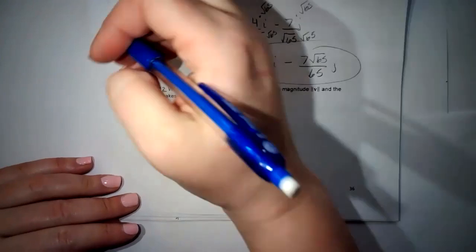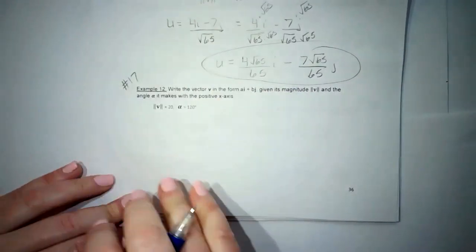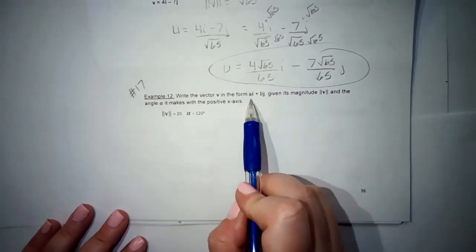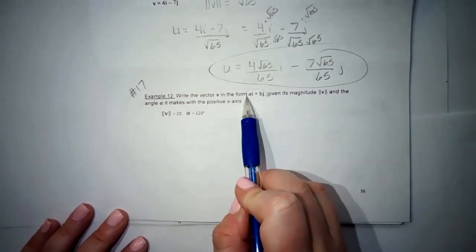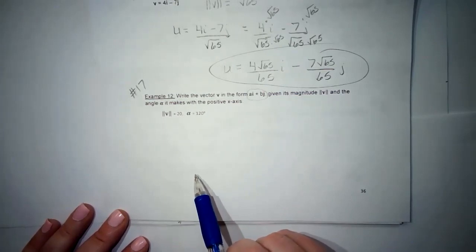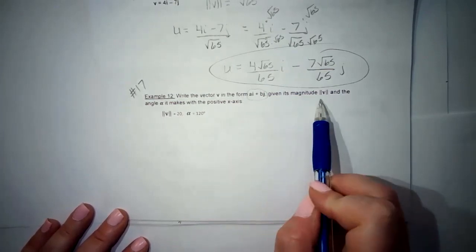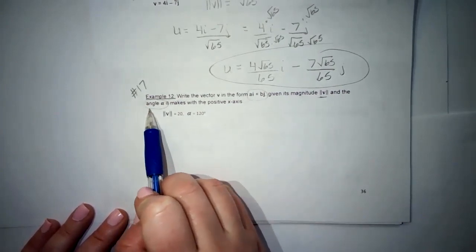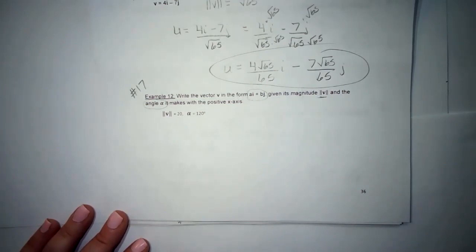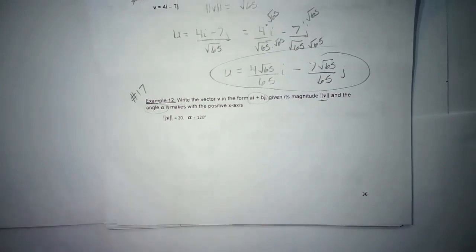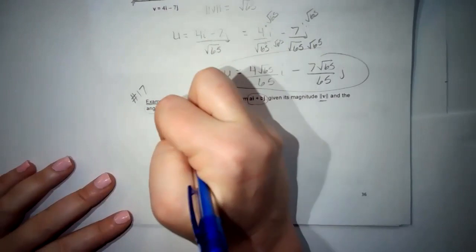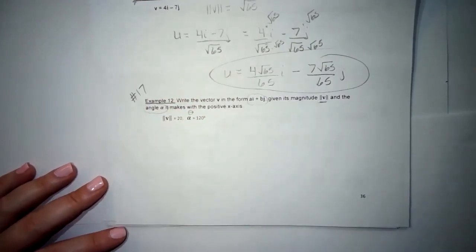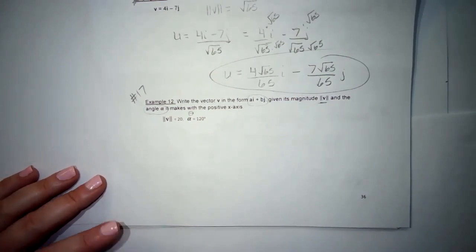Okay. All right, number 12, we're looking at number 17 on my math lab. Our directions say, write the vector in this form, okay, with the i and the j, given its magnitude. So they give us the magnitude, and they give us an angle, they give us alpha, and that's what it makes with the positive x-axis. If you don't like alpha and you want to turn it into theta, you can use theta. Vectors normally use alpha, but if you like it better, you can.